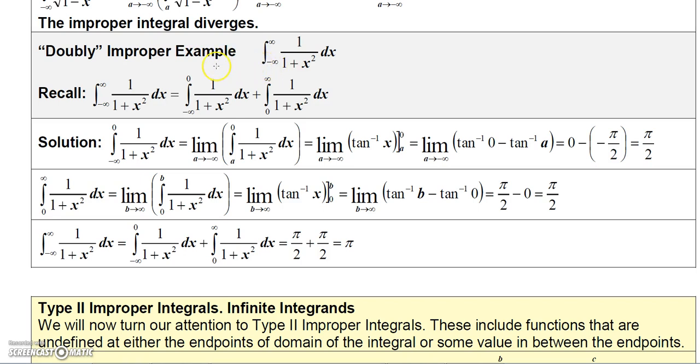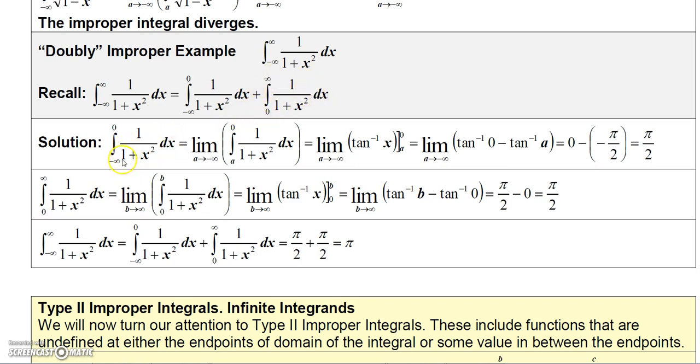Now, if you're integrating from minus infinity to infinity, then what we need to do is find a number between minus infinity and infinity that we can use here. And so I'm just going to choose 0. So I'm going to break this integral up into two integrals. Instead of going from minus infinity to infinity, I'm going to integrate from minus infinity to 0 of this function, and then integrate from 0 to infinity of this function.